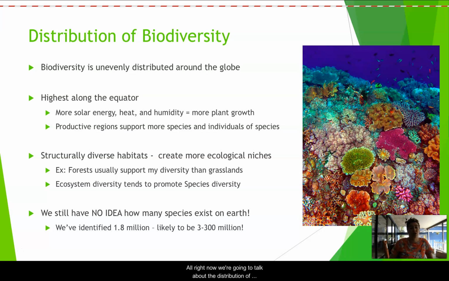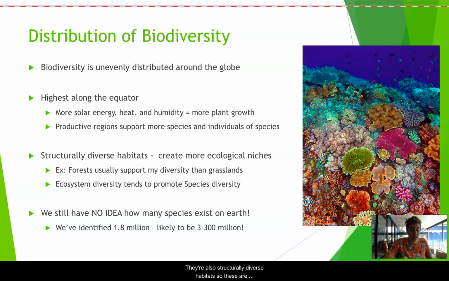All right, now we're going to talk about the distribution of biodiversity. So we've talked about how species are distributed, but how is biodiversity itself distributed across the globe? It turns out that this is very uneven. The highest levels of biodiversity are around the equator because there's more heat and solar energy and there's more humidity, and this leads to more plant growth. More plant growth means that these regions are more productive at the primary, the lowest level, and that means they can support more species and more individuals of different species from different layers above just the plants.